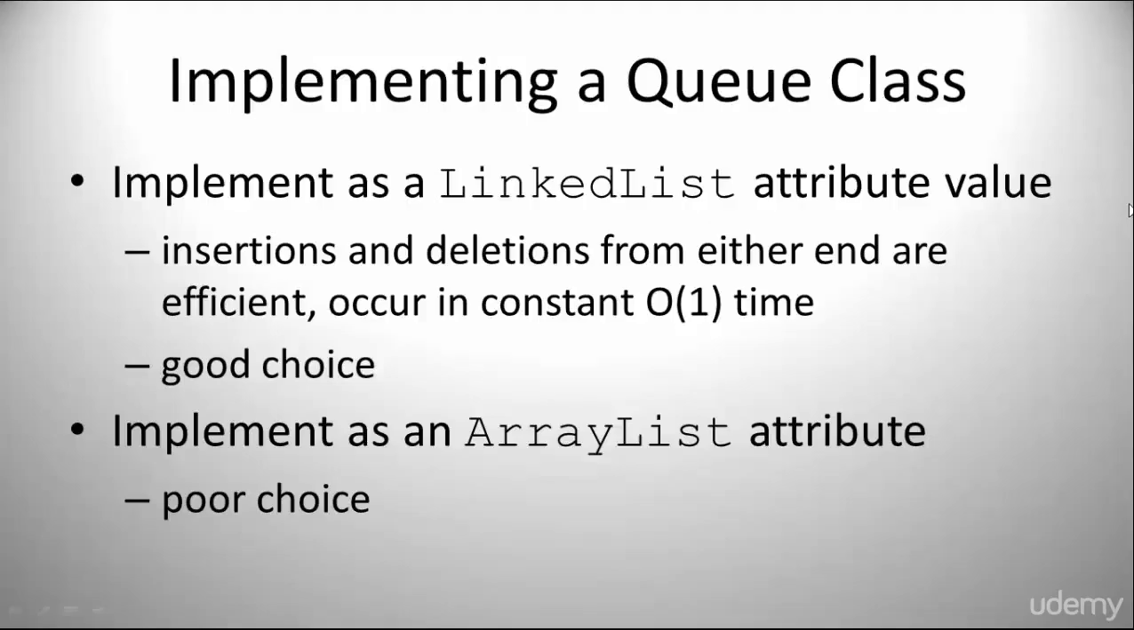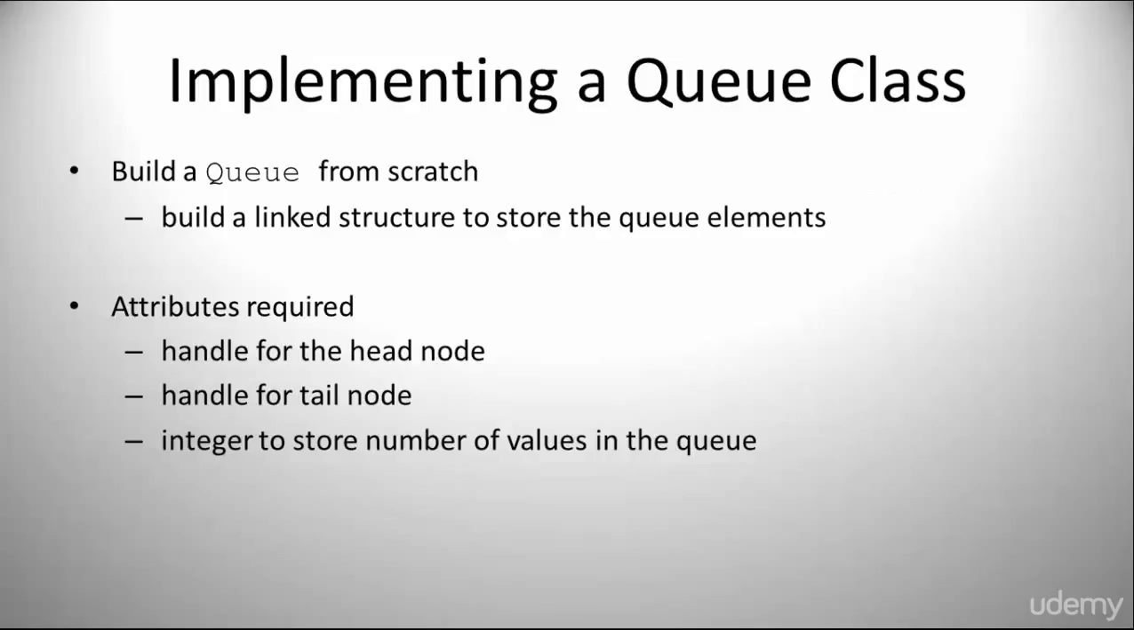When implementing a queue class, we implement it as a linked list attribute value. We have insertions and deletions from either end, and this is efficient. This can occur in constant O(1) time, and this is a good choice. We can also implement it as an array list attribute, but this is a poor choice. We can also build a queue from scratch.